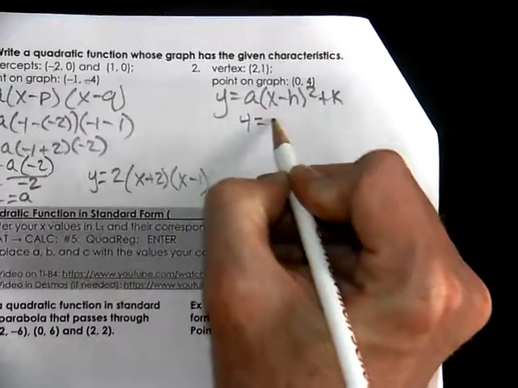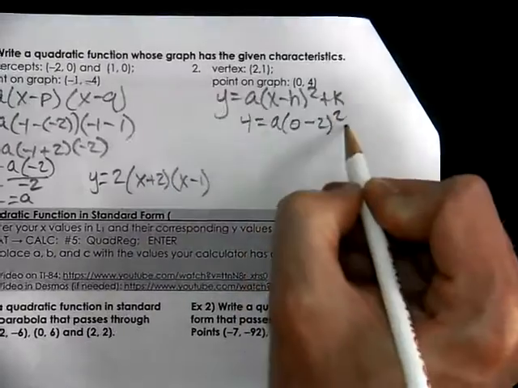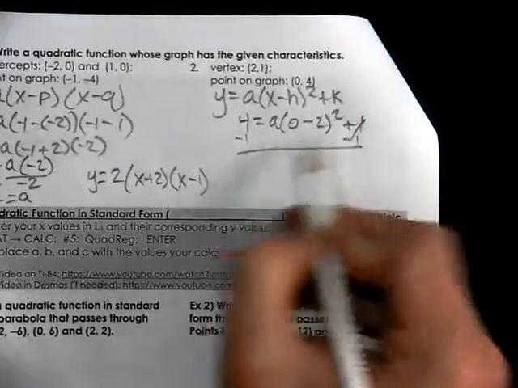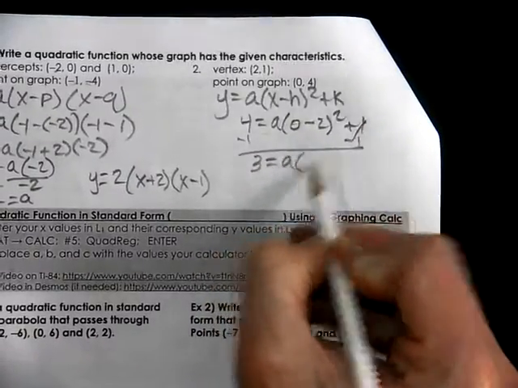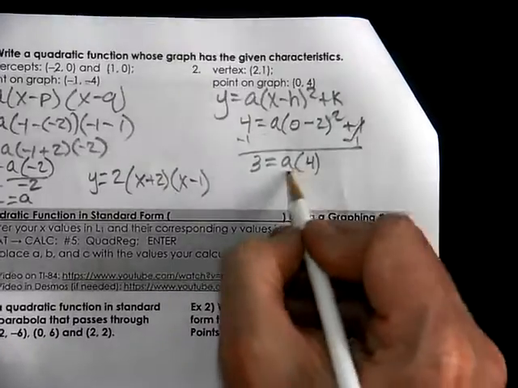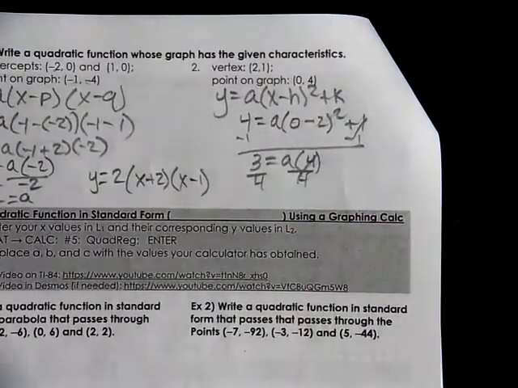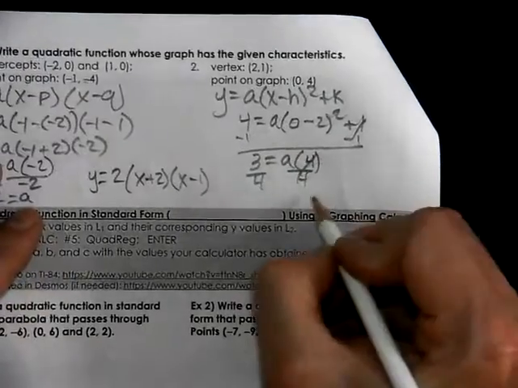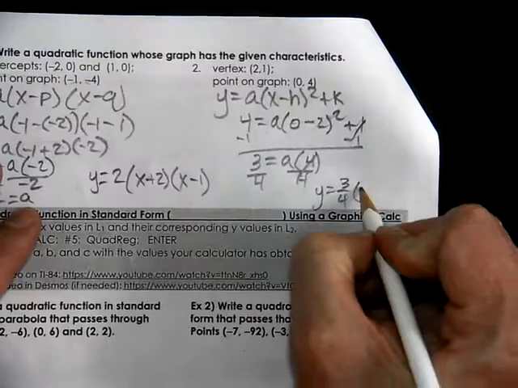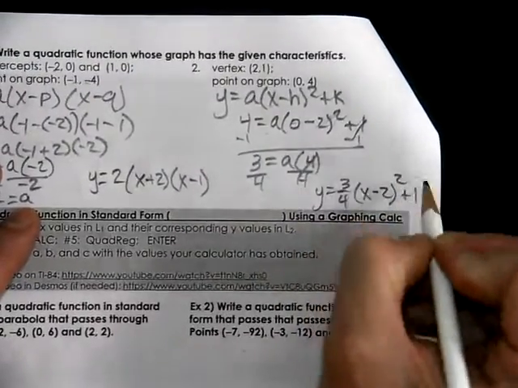So we have 4 equals a(0 minus 2) squared, plus 1. We subtract the 1 across. Square the negative 2 becomes 4. Divide, and this is 3/4. That's a crazy one. So y equals 3/4 (x minus 2) squared plus 1.